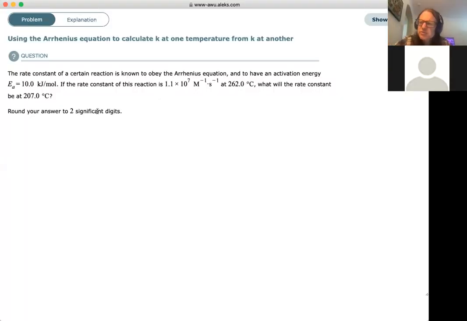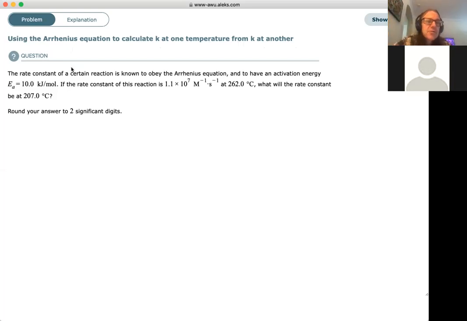Let me see if we've got any others in here. Okay, let me show you this one. This is just sort of a real calculation problem. The other ones were conceptual. Using the Arrhenius equation to check K, the rate constant, at one temperature from K at another temperature. It doesn't say another temperature, but it means another temperature. So K is a constant. Is it a constant? K changes if the temperature changes. So we remember how we said K is a constant? Only if the temperature is constant. If you change the temperature, K will change.